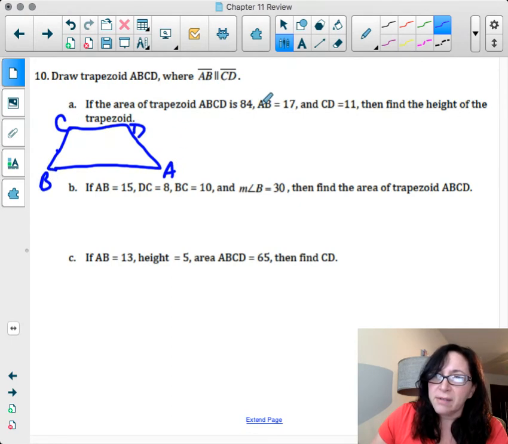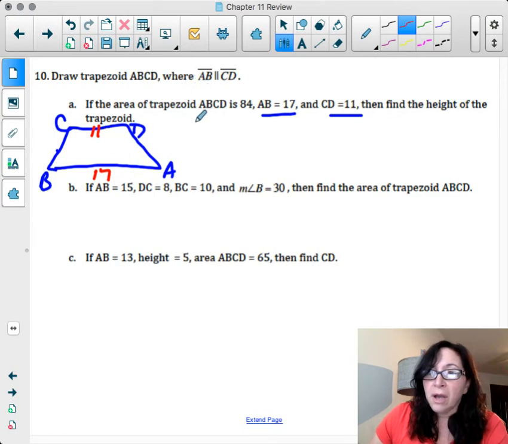And the reason why I see that is because it looks like the AB is longer than CD. So this right here is going to be AB 17 and CD is 11. Okay, so that makes sense that that's smaller. I need to find the height. Let's see. Oh, but I do know that the area is 84.